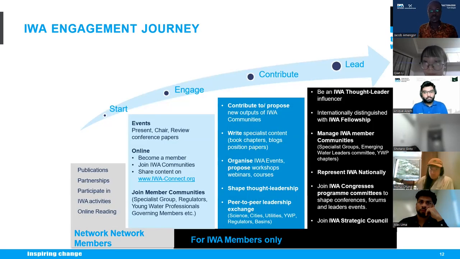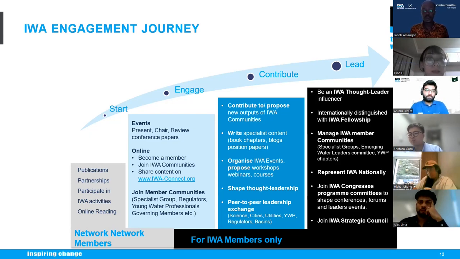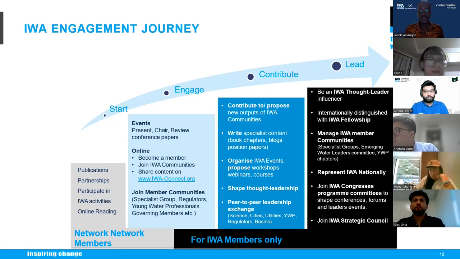Next slide. Yes, so engagement within the IWA comes in various stages. You start with the publications, the partnerships, participating in IWA activities and online reading. Then from there, you move on to engagement, participating in events, presenting at conferences, chairing workshops, and becoming a member, joining the IWA communities. Then you move on to contribute. You contribute to proposals and new outputs of the IWA community. You write special content, book chapters, blogs. You organize IWA events. You are able to propose workshops and webinars.